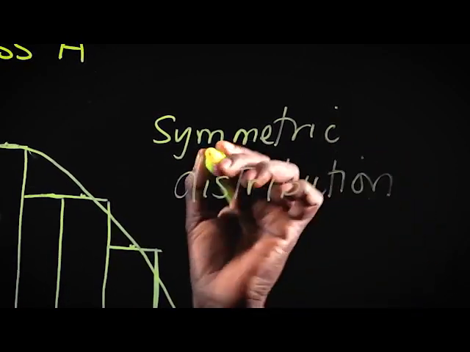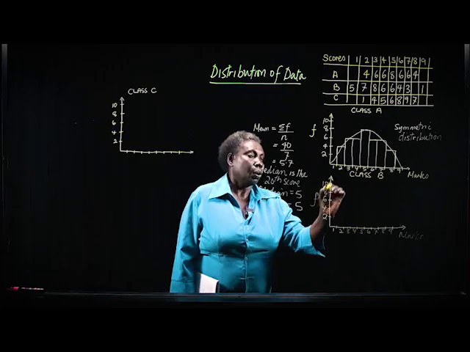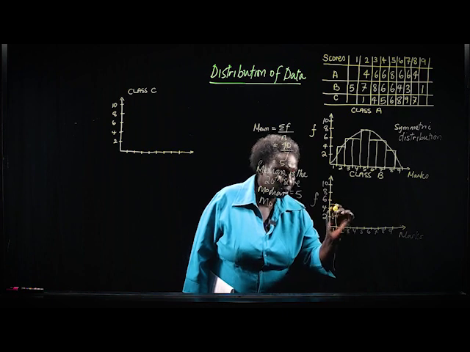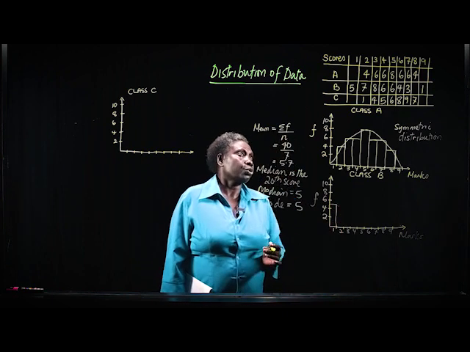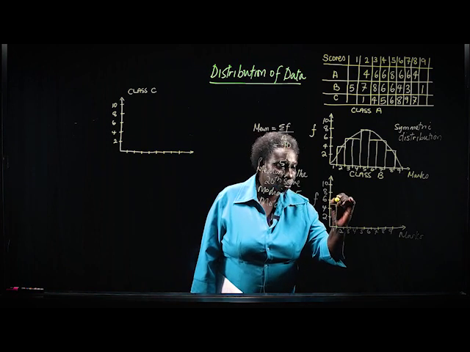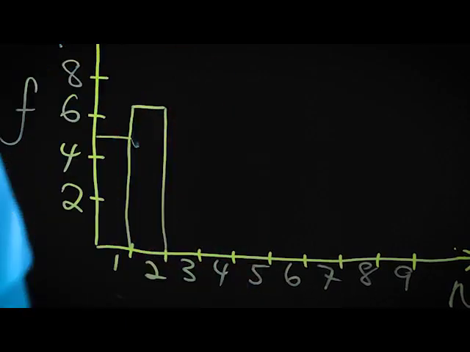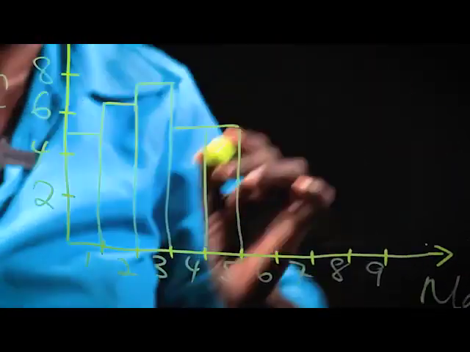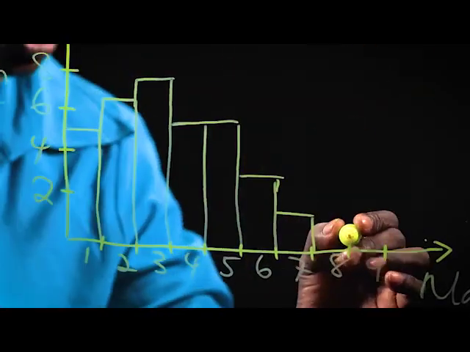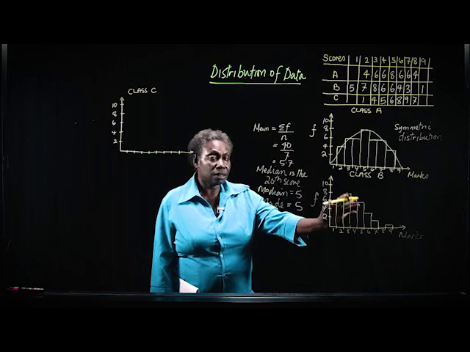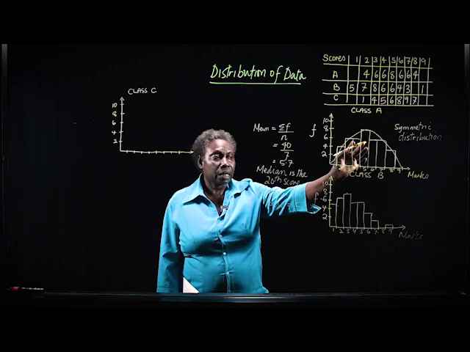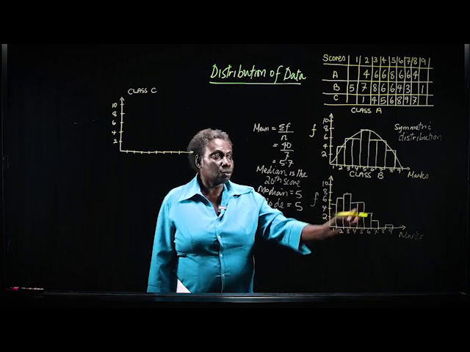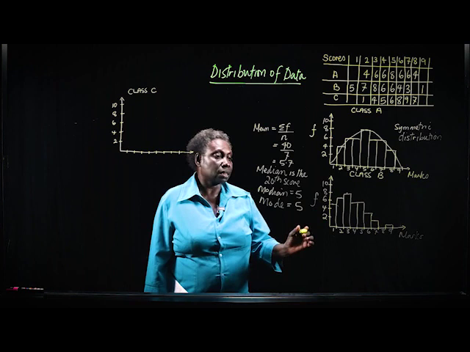Now, let's look at class B. We have 5 students scoring 1. For 2, we have 7 students scoring 2. Now look at this graph. You can see that this graph is not the same as the graph for class A. Let's see why this is not the same as the graph of class A.